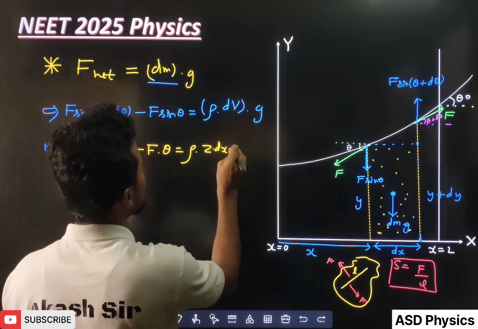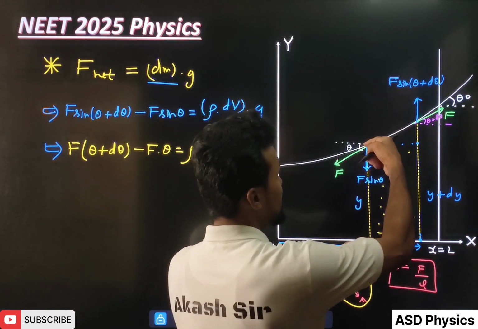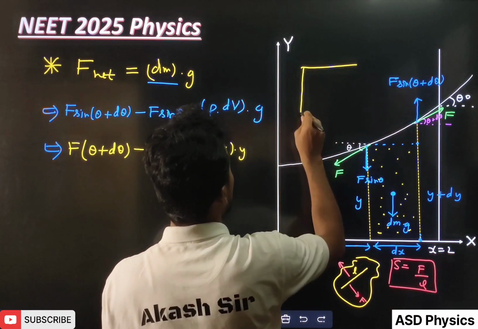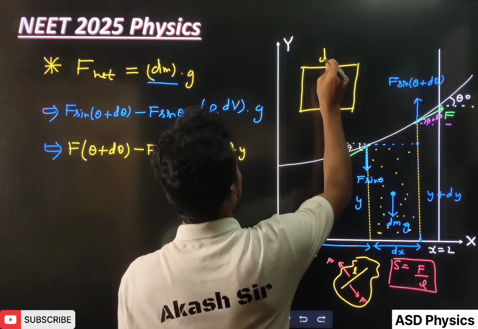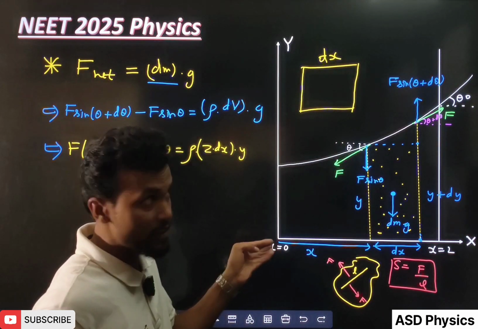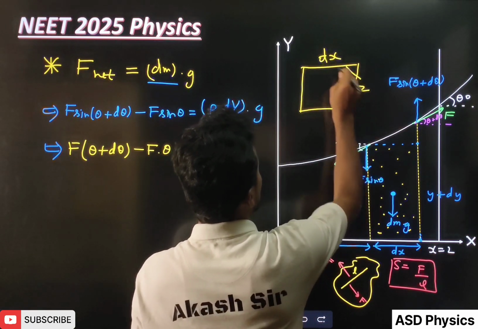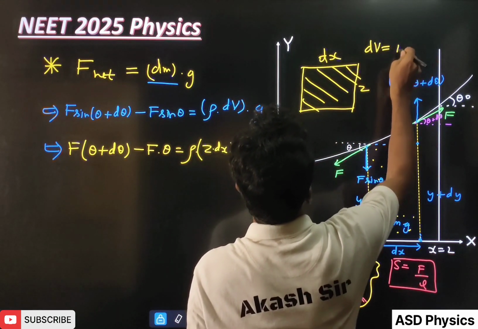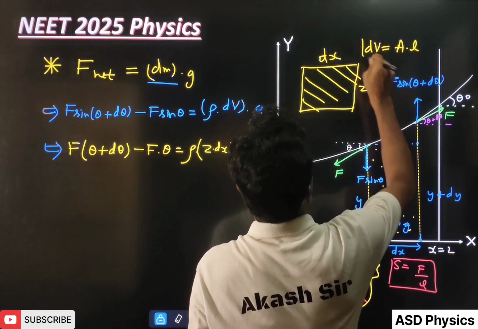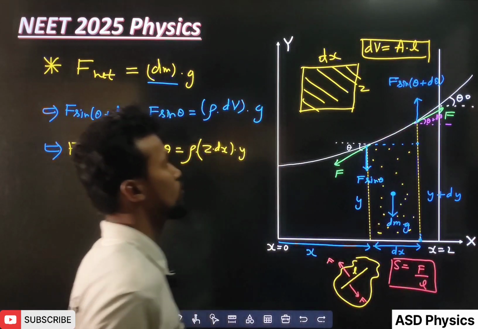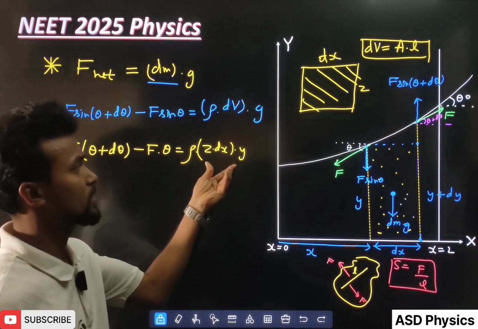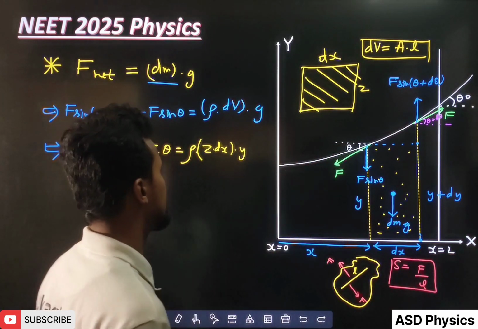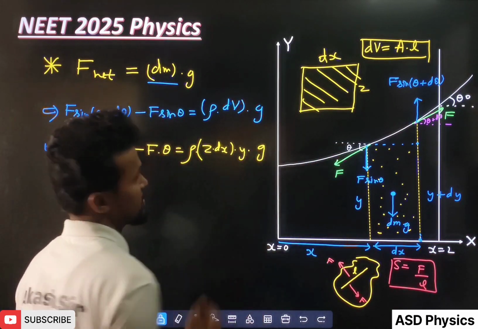This is the surface area, no? And height, how much height is this? This height is y here. So I can write z dx into y. This is the dx, and along the z direction outside I have taken z. So this is the surface area here. Remember that volume I am writing here as area into length, dV equal to A into L. So area is z into dx, this surface area, and into y, this height y, into g.